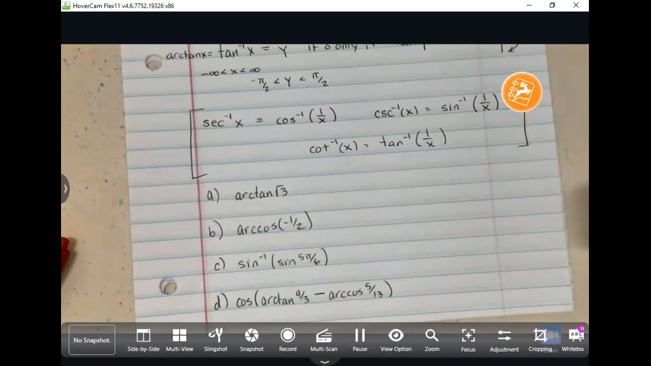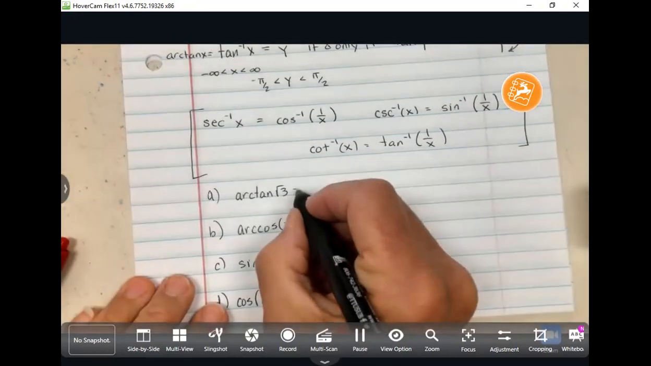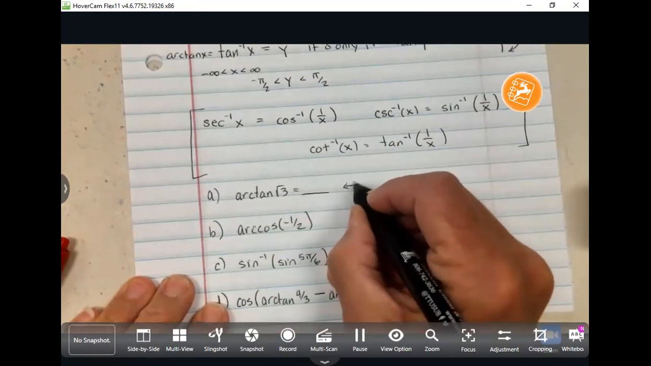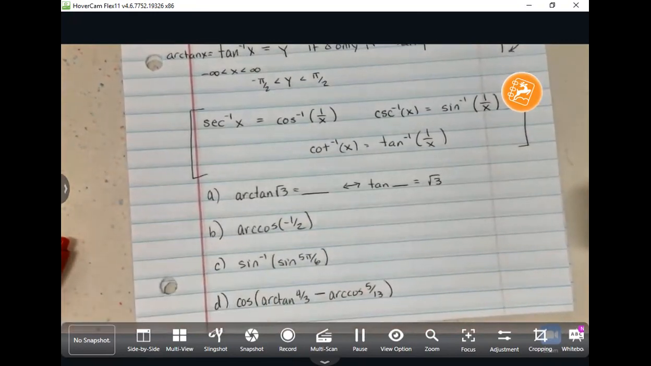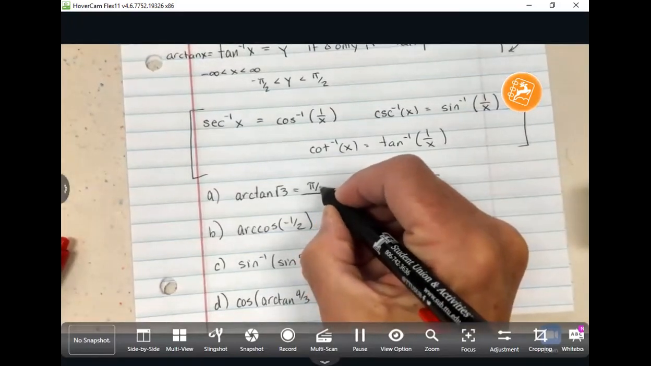The first one, the arctangent of square root of 3, is an angle that I take the tangent of to get the square root of 3. It's one of the angles you know and love. Pi over 3, because tangent is sine over the cosine. Sine of pi over 3 is square root of 3 over 2. Cosine of pi over 3 is 1/2. That ratio does indeed simplify to the square root of 3. So that's our answer. That's knowing your trig functions.